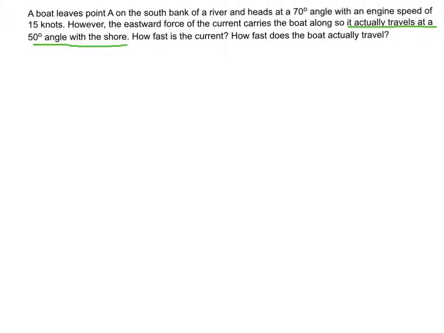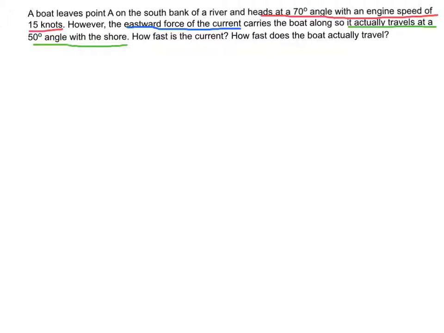The initial boat vector has a 70-degree angle with an engine speed of 15 knots, and then there's a second force, or vector, an eastward force of the current, but it doesn't tell us how fast the current's going. That's what we need to figure out. But it does tell us the direction. So let's draw this out and figure out what this looks like.